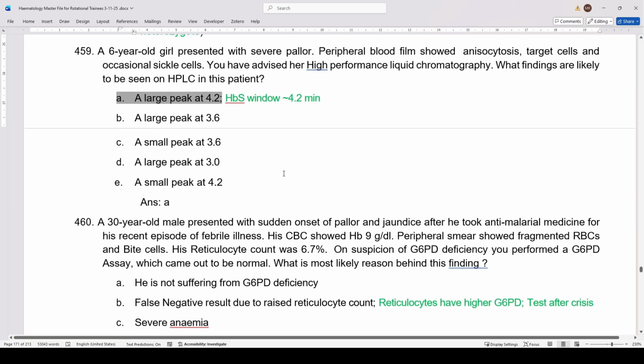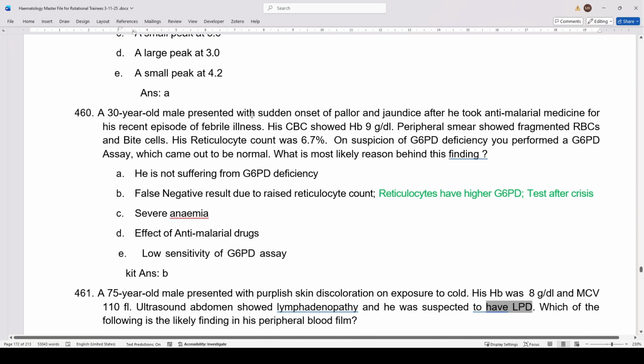Okay. Next is a 30-year-old male presented with sudden onset of pallor and jaundice after he took antimalarials. Again, antimalarials he took, and it is also a case of G6PD. His reticulocyte count is 6.7, supporting hemolysis. G6PD deficiency. You performed a G6PD assay, which came out to be normal. What is the likely reason behind this finding? So it is a case of G6PD deficiency, and when we do the G6PD assay, it came out to be normal. What is the reason for that? So he is not suffering from G6PD deficiency? False negative result due to raised reticulocyte count.